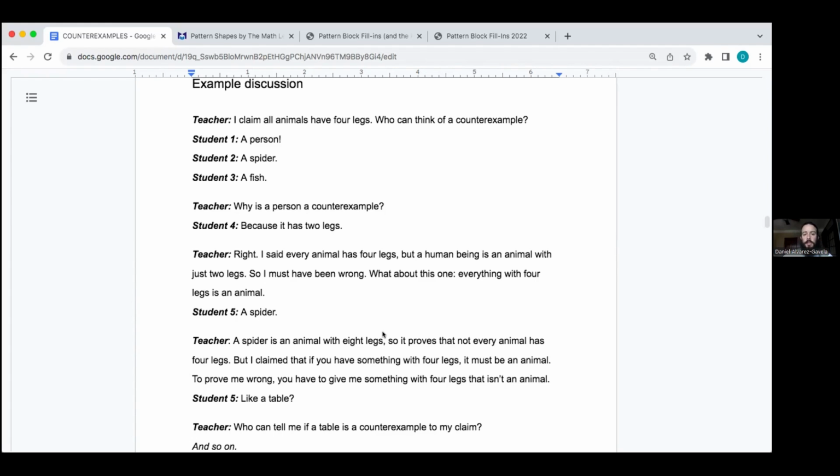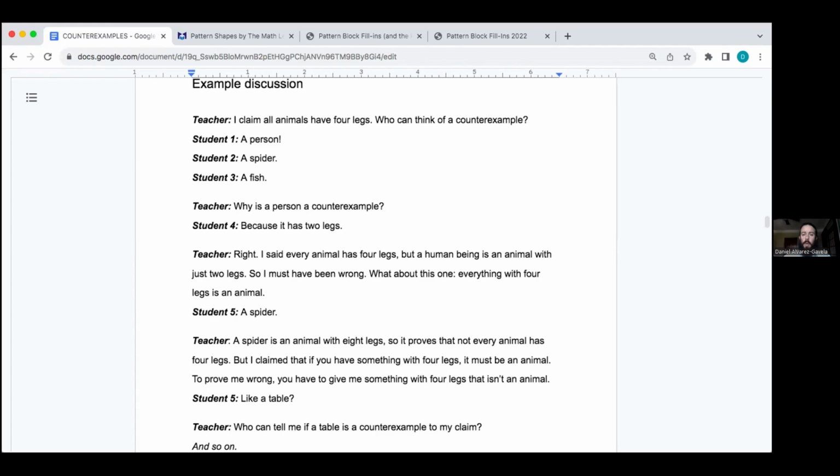Whenever someone makes a suggestion, the teacher can ask them why. You should make sure that not only can a student produce a suitable candidate for a counterexample, but moreover, that they can explain in plain English terms, or whatever the language of your choice, why it is a counterexample. So, why is it a counterexample? Because it has 2 legs. The person is an animal and it has 2 legs.